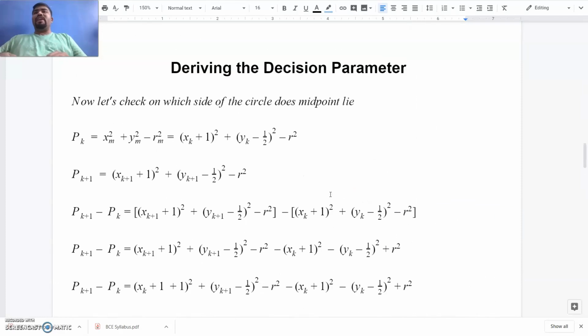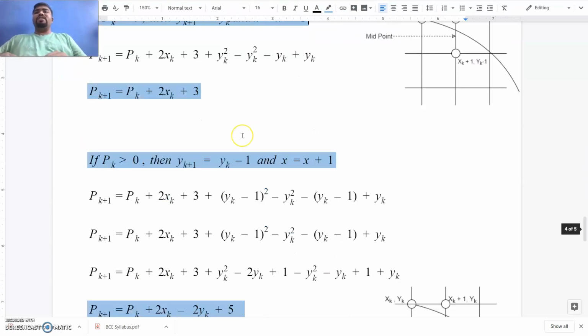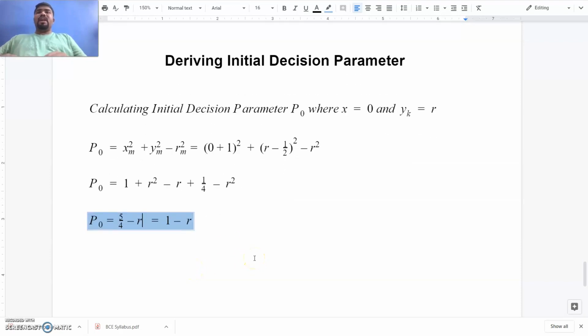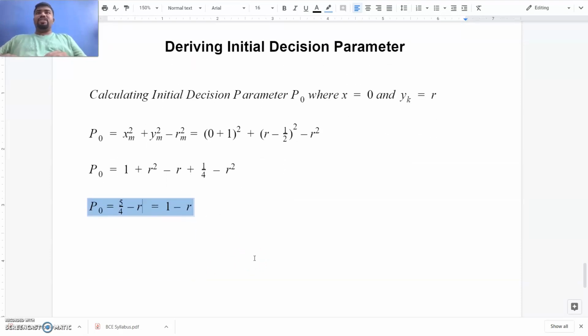And what is p_k? This is the equation for p_k. So now we are going to find out p_0. So k is replaced by 0, and obviously x will be 0 and y will be equivalent to r. That is what we see happening over here. It is (0 plus 1) the whole square plus (r minus half) the whole square minus r squared. So when we solve it, it comes out to be p_0 as 5/4 minus r. If we don't want floating point working, then we can represent it by 1 minus r. So this is how we get the first initial decision parameter.